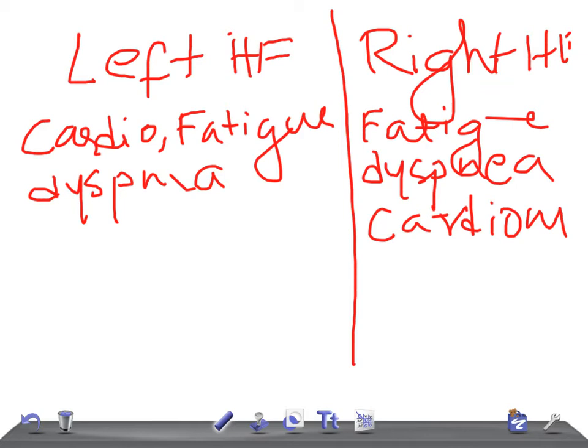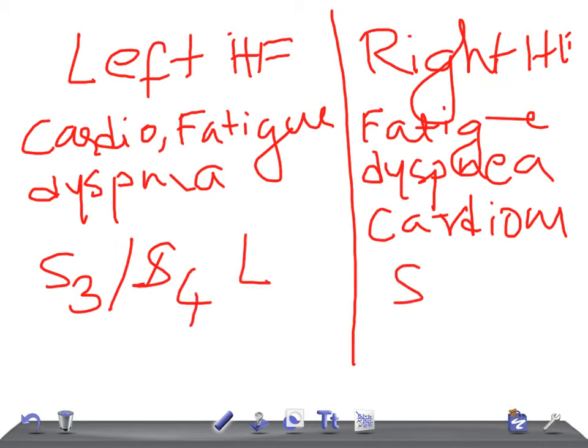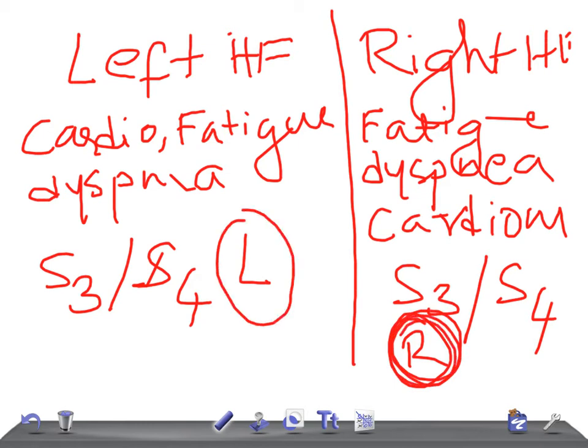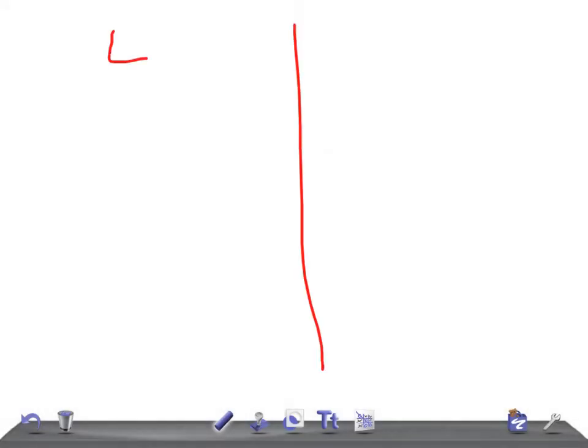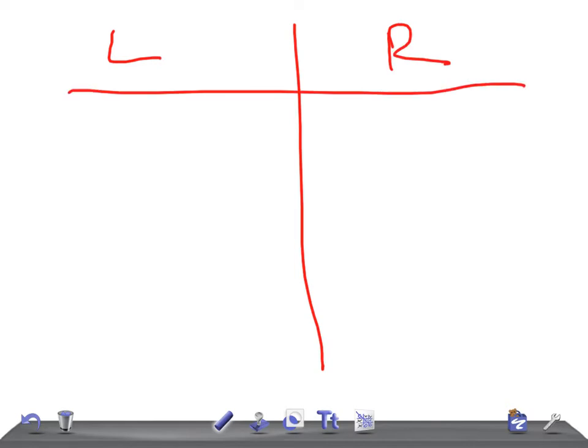Now the other differences in congestive heart failure between left and right. We have S3 and S4 heard on the left side, and S3 and S4 on the right side. So very important is the location. You might hear S3 and S4, but you need to differentiate whether it's on the right side or the left side. Let me write here left and right.